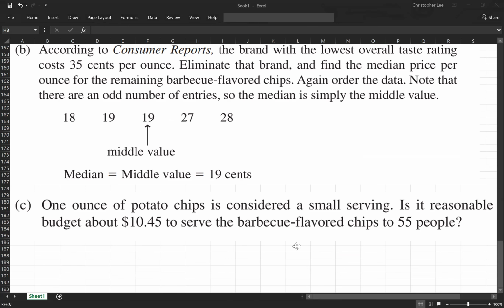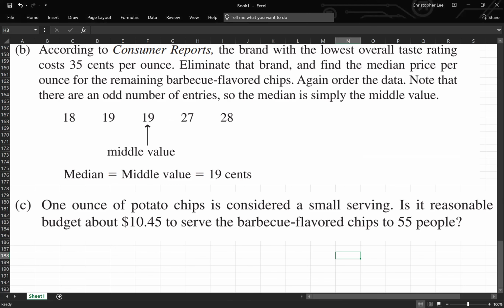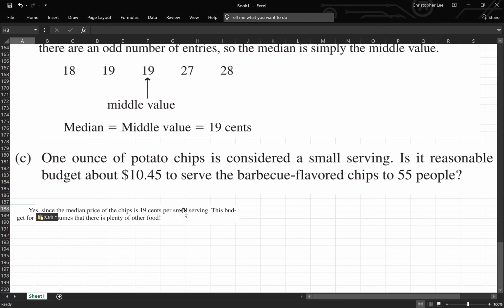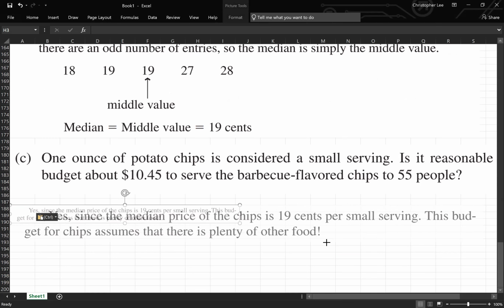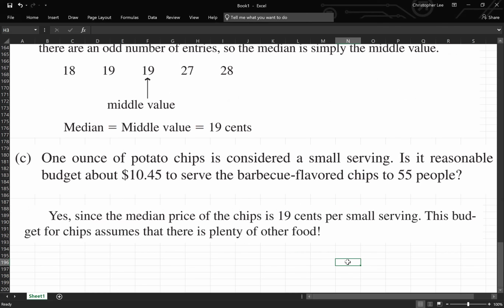All right. So what do you guys think? Yes or no? No. Remember, it's a potato chip, so an ounce is not like one. An ounce is like many. All right. So yes. Since the median price of the chip is 19 cents per small serving, this budget for chips assumes that there is plenty of other food.